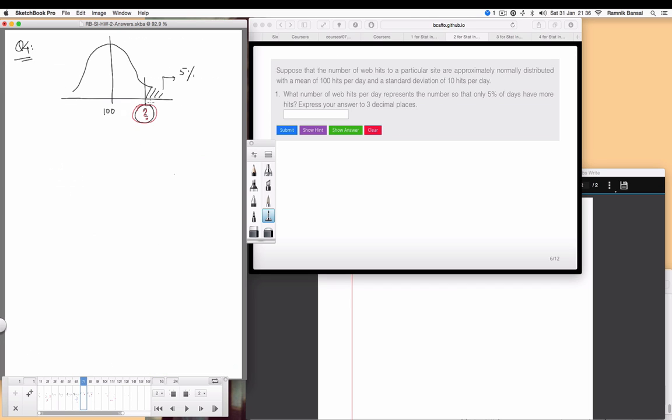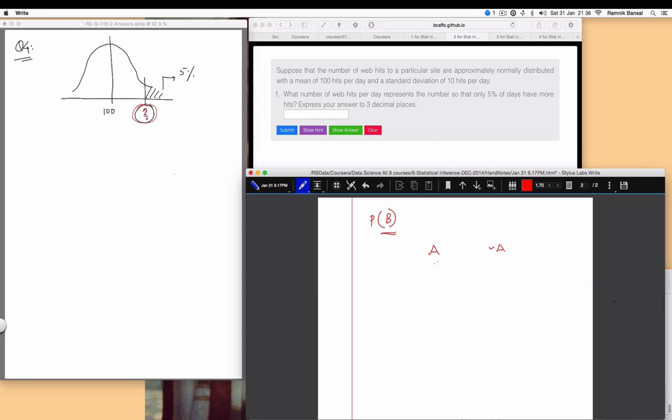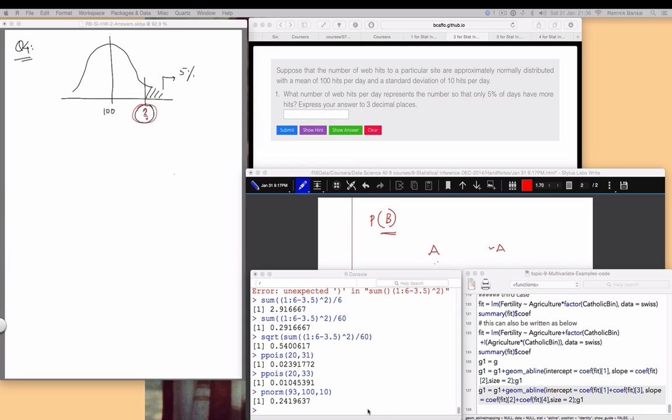So this is our question. We just want to find out the value using qnorm. It'll be qnorm. Now this 5% here is 0.95.